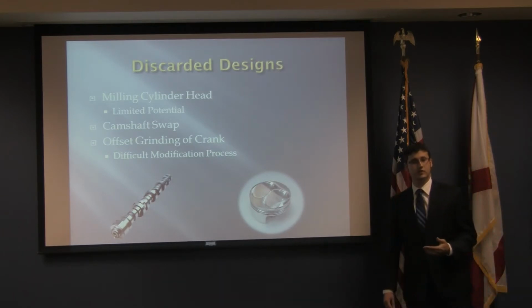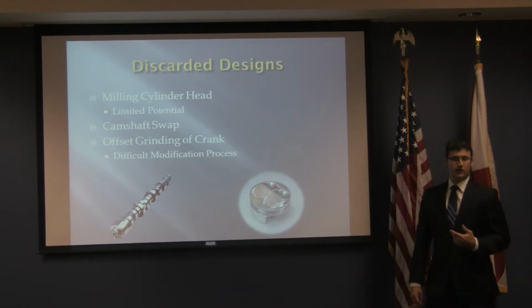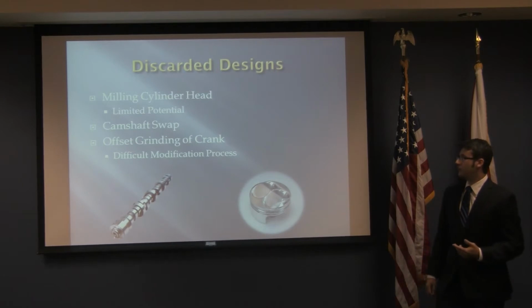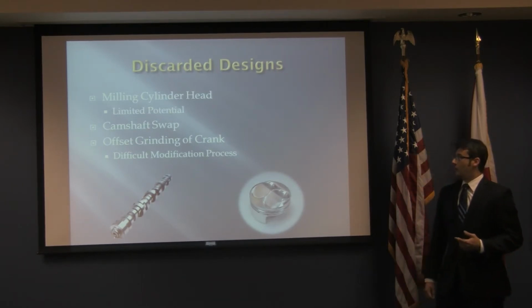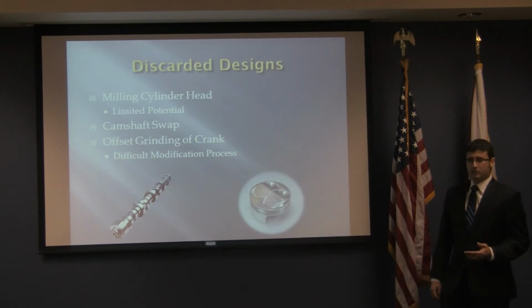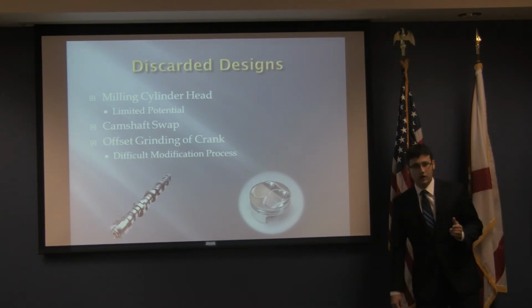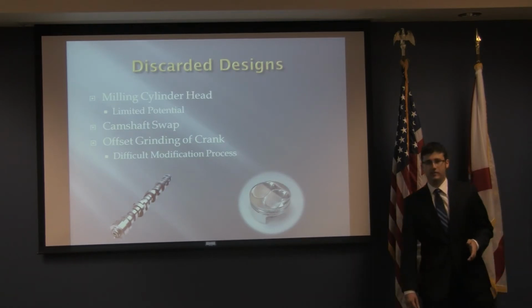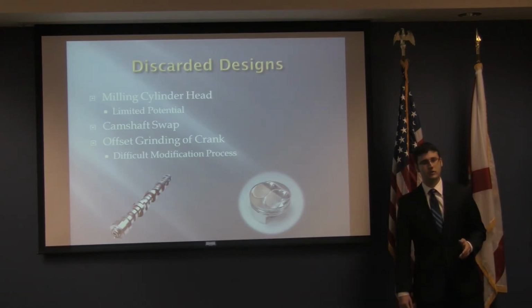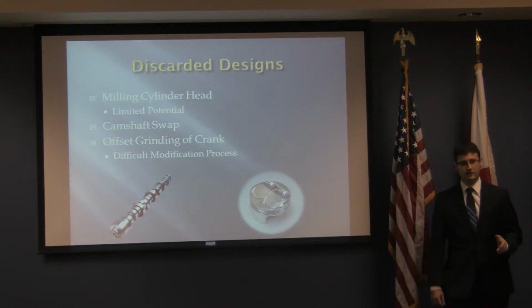We also considered changing out our camshaft with a custom design that would bring our power band down into a more accessible RPM range for the competition. We also found that our gains by this method were somewhat limited. We finally settled on offset grinding our crankshaft to increase the length of the stroke, but we found that this method was unnecessary once we decided that our donor vehicle was going to be a Honda CB550.